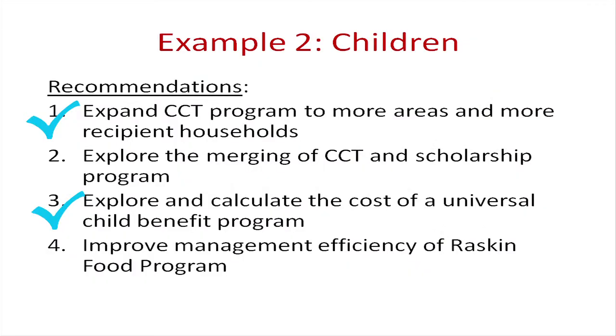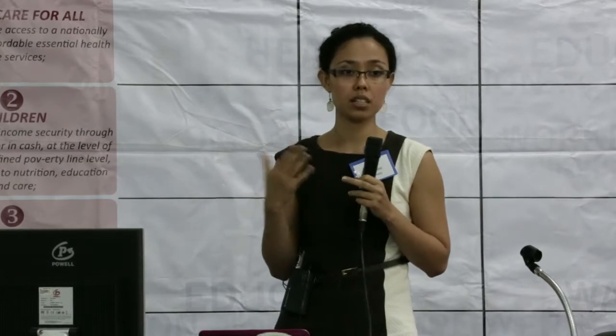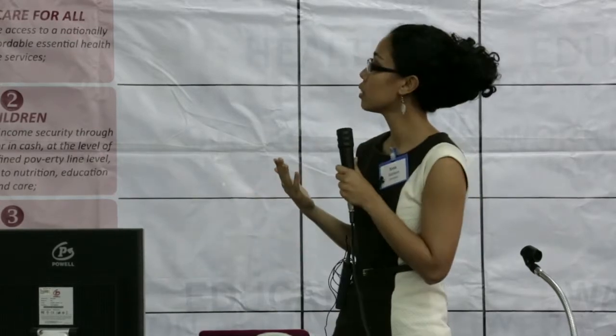Now the second example, the guarantee for children. We have first to expand the CCT program to more areas and more recipient households, because at the moment CCT is covering around 2 million and it's increasing to 3 million households, and the number of poor households with children or pregnant women is higher than that.